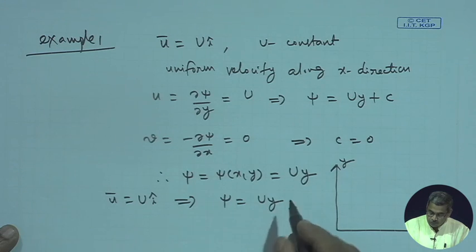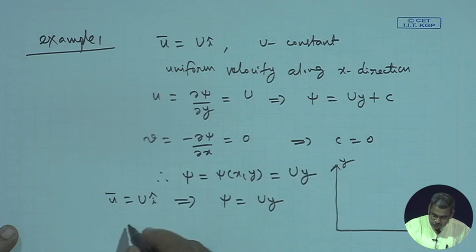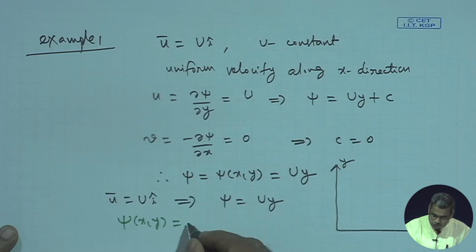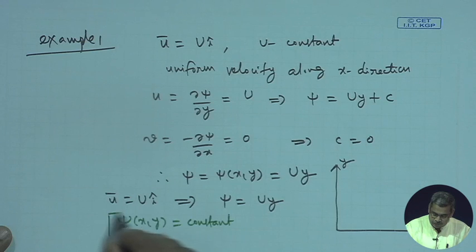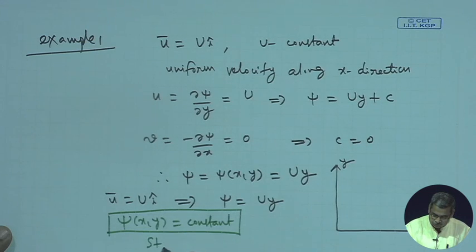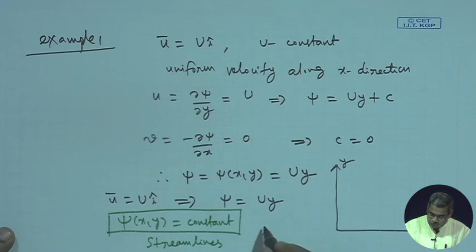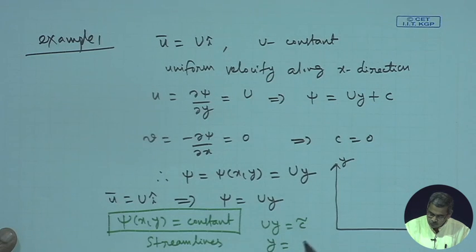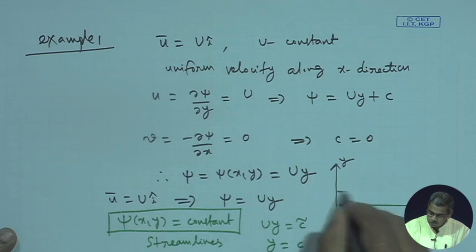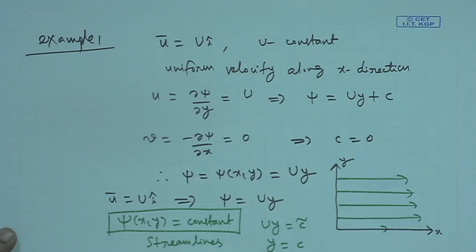Suppose we use contours. So, what are the streamlines? Psi of x, y equals a constant. So, they represent streamlines. In this case, u y equals some constant u tilde, or y equals some constant. So, you can see, including y equals 0, these are the streamlines.